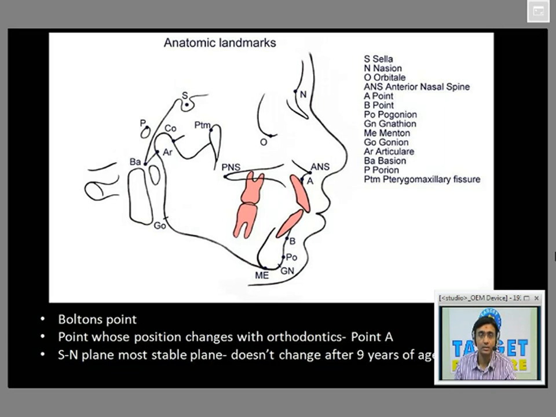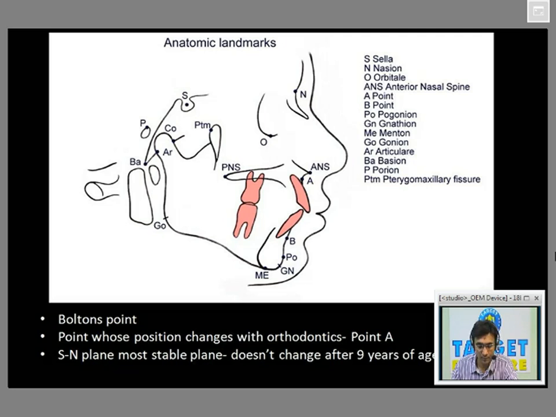At 9 years of age, the brain is fully developed, so the cranium stops developing. Hence, the sella-nasion plane is considered to be the most stable plane, which is at the base of the cranium. Other important points are articulare, which is the intersection of the base of the cranium and the posterior border of the mandible. You all know basion is the most anterior point on the center of the foramen magnum, the center of the anterior margin of the foramen magnum.